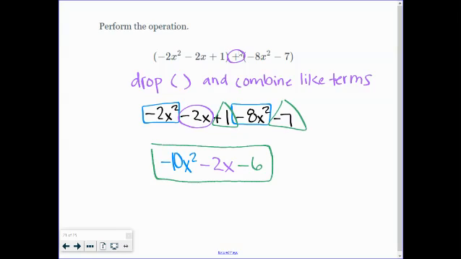That's my final answer. We prefer that you write it in standard form with the largest exponent first, but Delta Math will not mark you wrong if you do not.